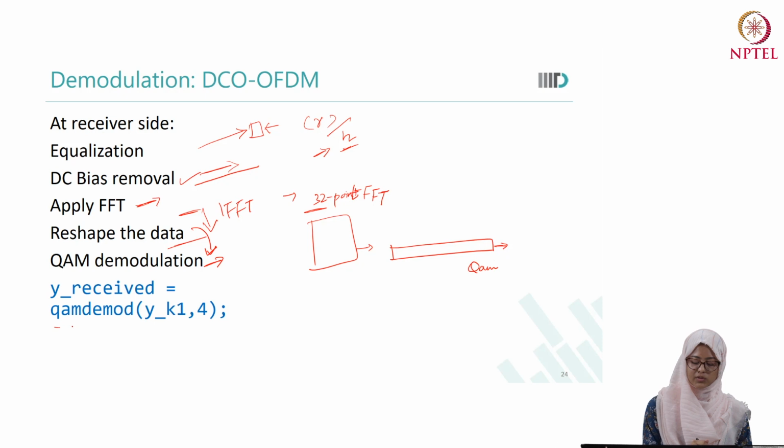You can use the inbuilt MATLAB function qammod or qamdemod, and this represents the order of QAM. So it is like M-QAM, where M is equal to 4 here.